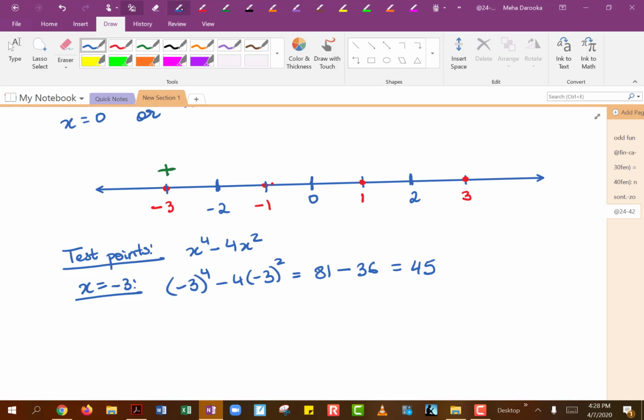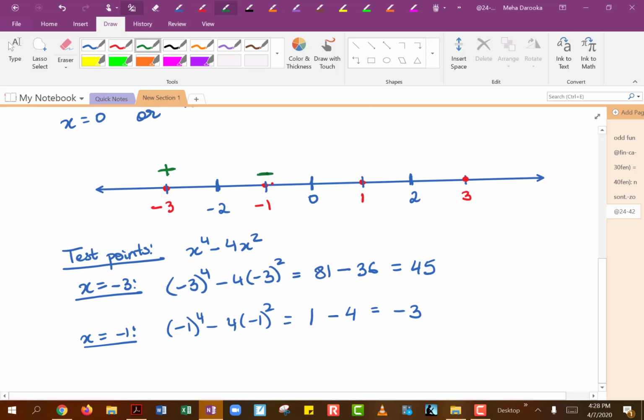Now, let's try our second test point, which was -1. So replace your x value in the function with -1. So this will of course give you +1 minus 4. So 1 minus 4 will of course give you -3. So that tells us in the interval which goes from -2 to 0, not including those endpoints, all our y values here are going to be negative.